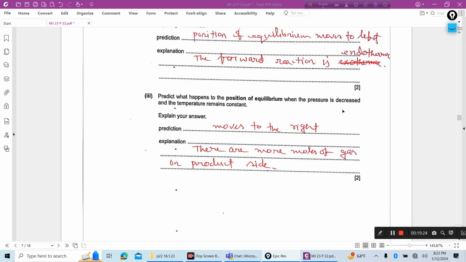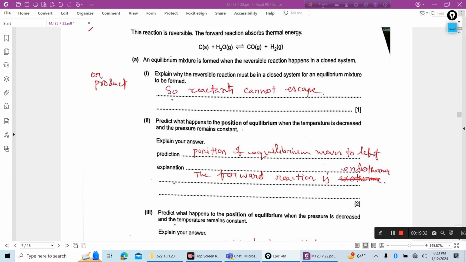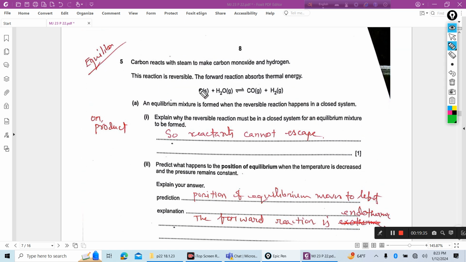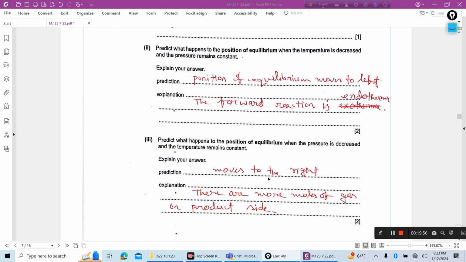What happens to the position of equilibrium when pressure is decreased? If pressure is decreased, equilibrium will go to the side with the greater number of moles. From the equation, the left side has 1 mole of gas, solid you don't count. The right side has 2 moles of gaseous product. So if you decrease pressure, the position of equilibrium will move from left to right. The answer: moves to the right, because there are more moles of gas on the product side, or the right hand side.